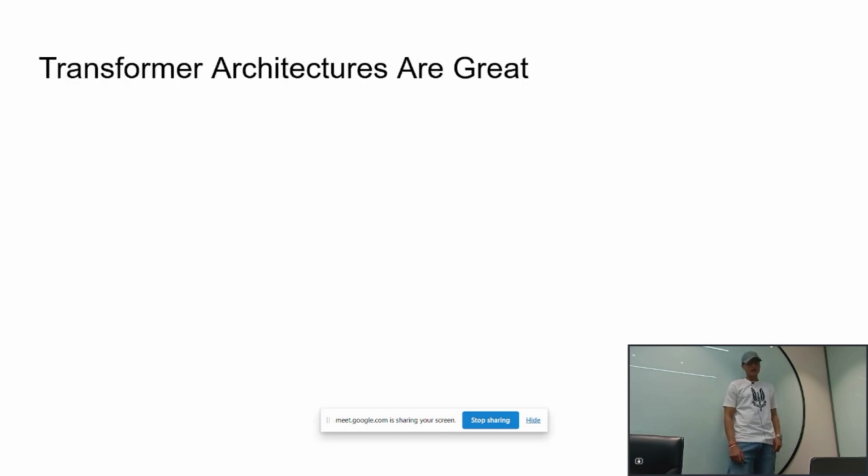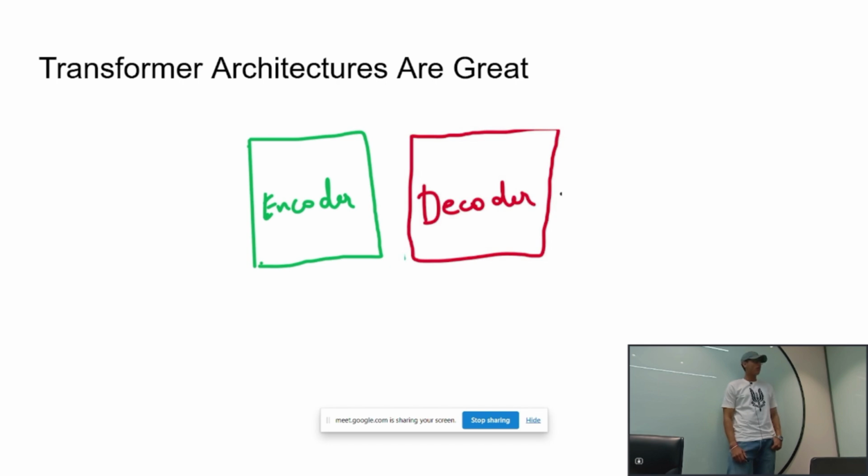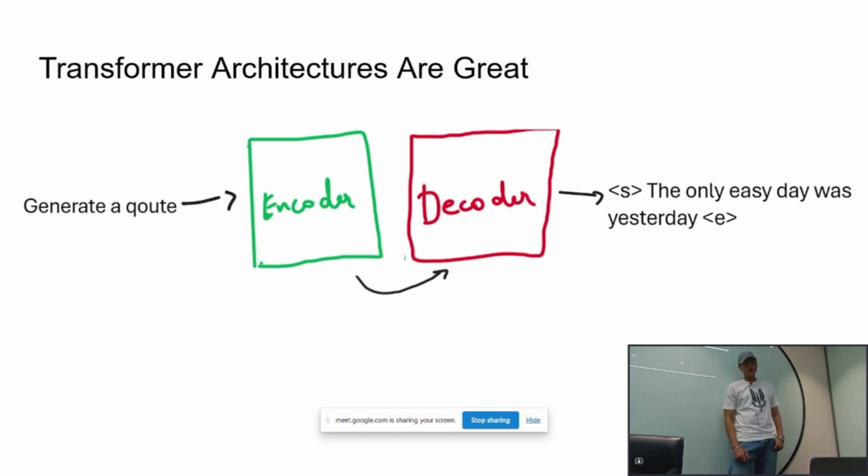So transformer architectures are great. How they are built is you have an encoder which encodes the input data. Then you have a decoder which generates the output based on the encoded input, and these two are connected together. So how it really works is that you prompt your encoder with an input. Let's say I ask my encoder to generate a quote, and the decoder gives the following output, which is: the only easy day was yesterday.